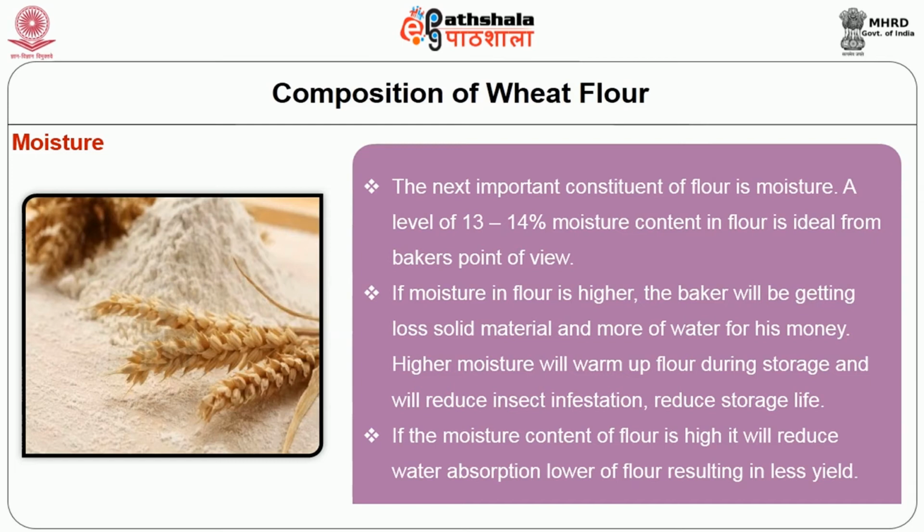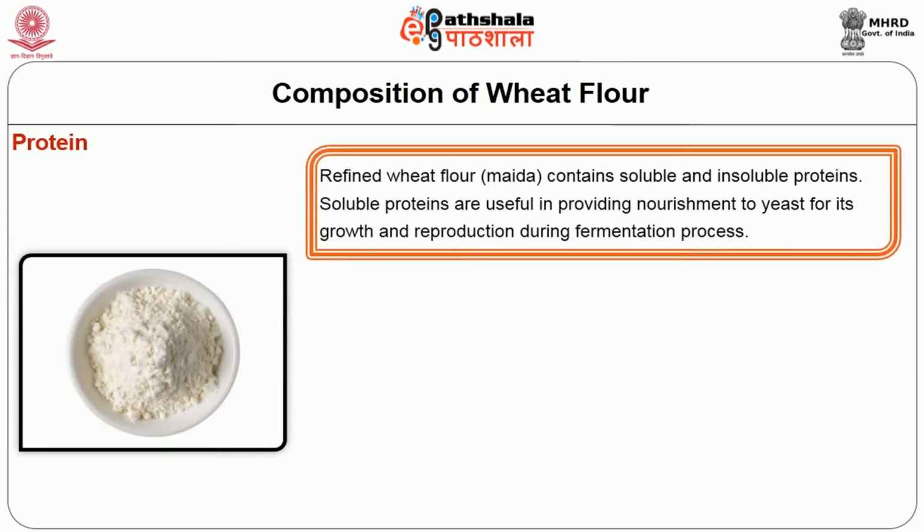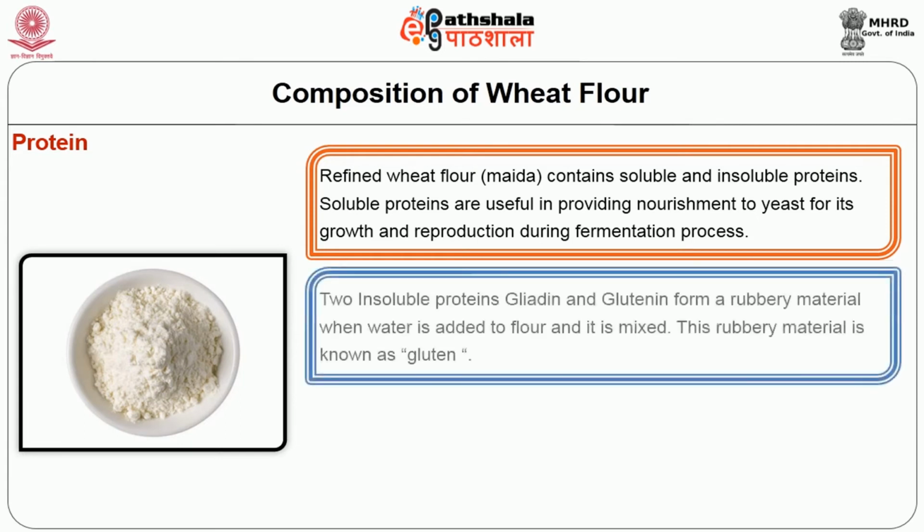Protein. Refined wheat flour contains two types of protein, that is soluble and insoluble protein. Soluble proteins provide nourishment to the yeast for its growth and reproduction during the fermentation process. There are two insoluble proteins present in wheat, that is gliadin and glutenin. Glutenin contributes to the strength of the dough, whereas gliadin is responsible for the elasticity of the dough. The rubbery material is known as gluten and it is responsible for the formation of the structure of baked products.